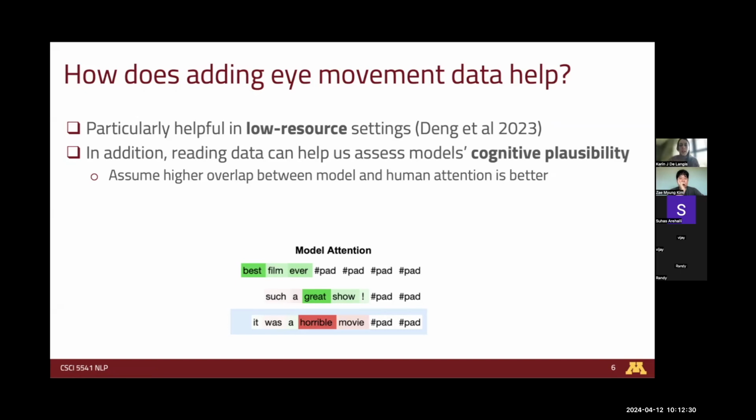So we can introspect with our NLP models and figure out what tokens they're paying the most attention to when they're processing the text, and we can compare this with our eye movement data to see what words are drawing the most attention for the reader, and see how much overlap there is, and use this as a measure of how cognitively plausible a model is.